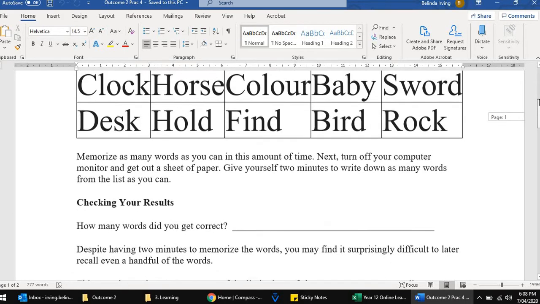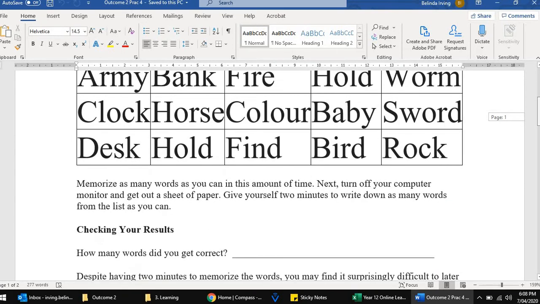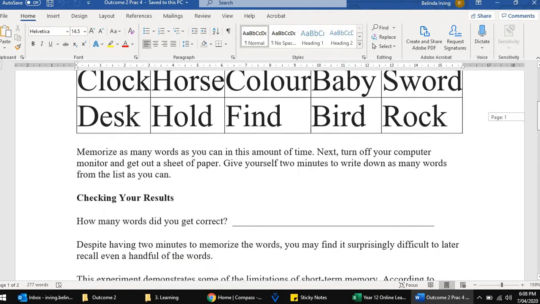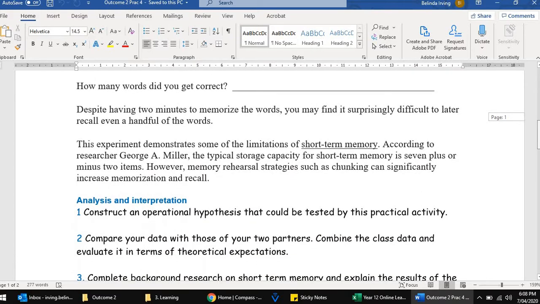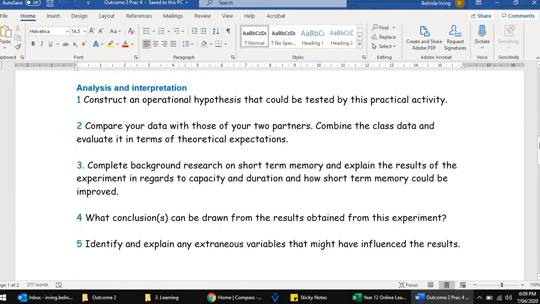So what you need to do is have a look at those words again. Which ones did you happen to remember? Which ones did you happen to forget? And you can do this before or after. I recommend writing your operational hypothesis beforehand. And with operational hypothesis, remember, you need to say, it is hypothesized.